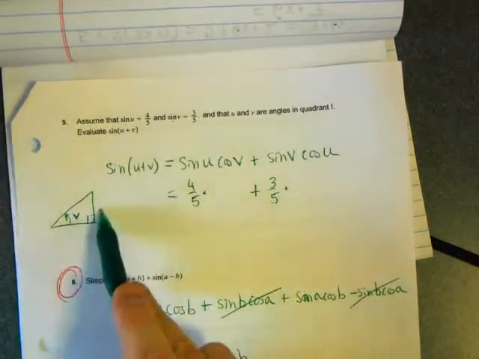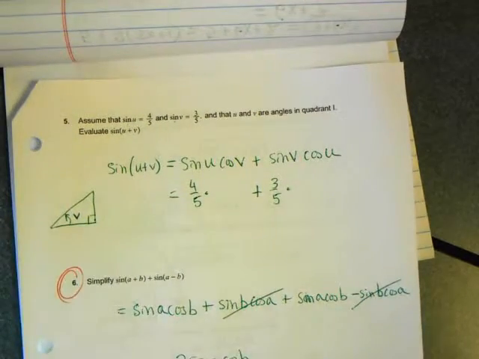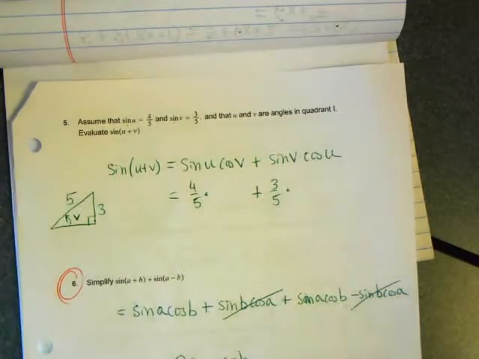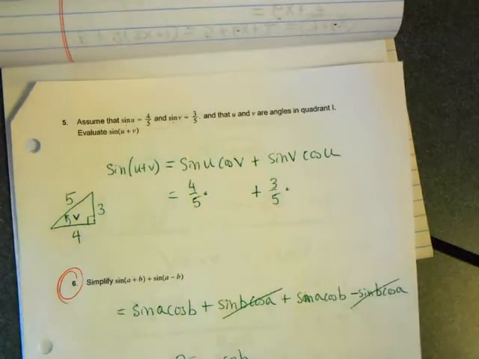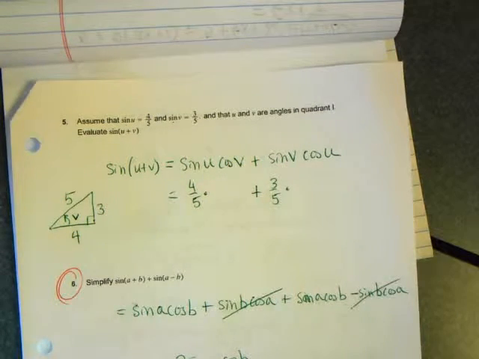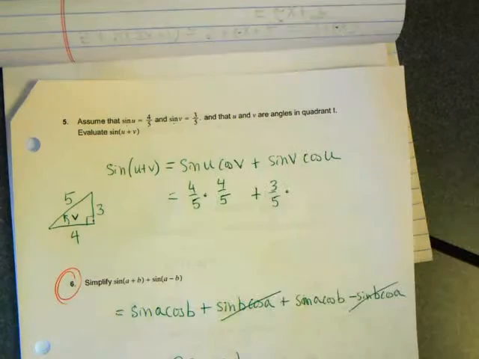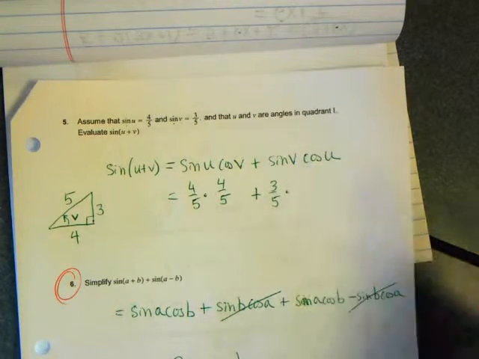So how would I label this triangle? Opposite 3, hypotenuse 5. And I go talk to Pythagoras. He would tell me the other side is 4. That's a famous 3, 4, 5 triangle. So what's the cosine of V? 4/5.